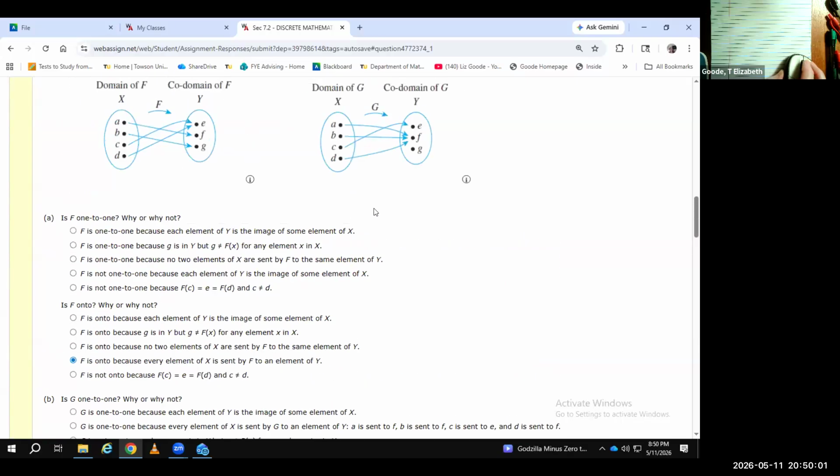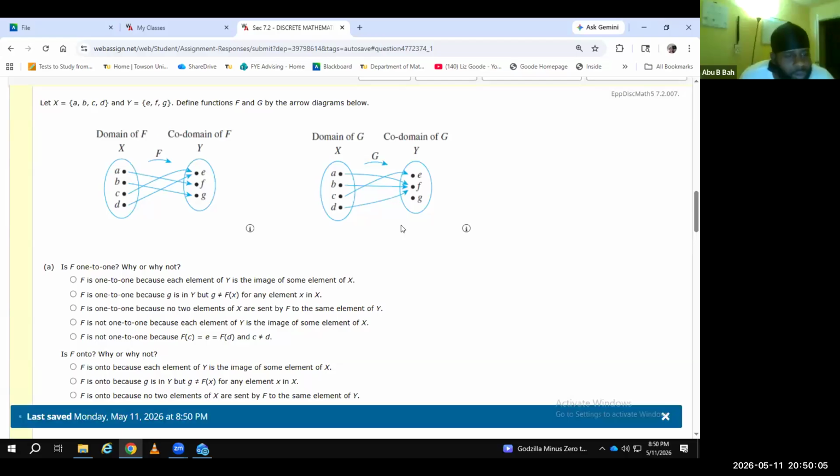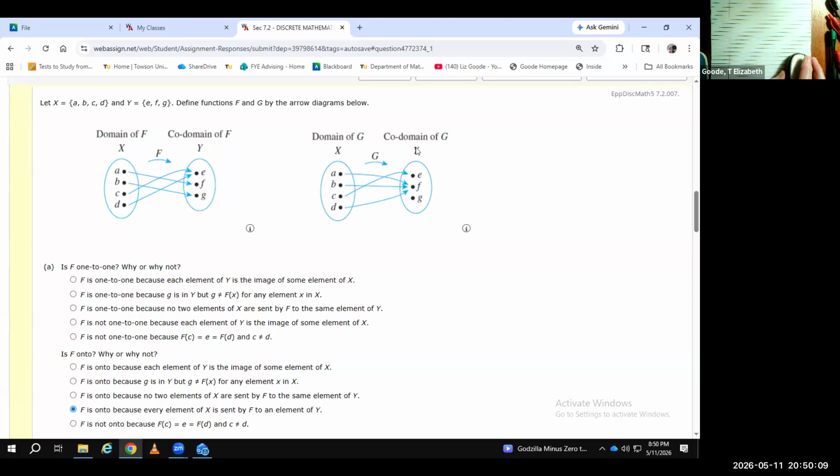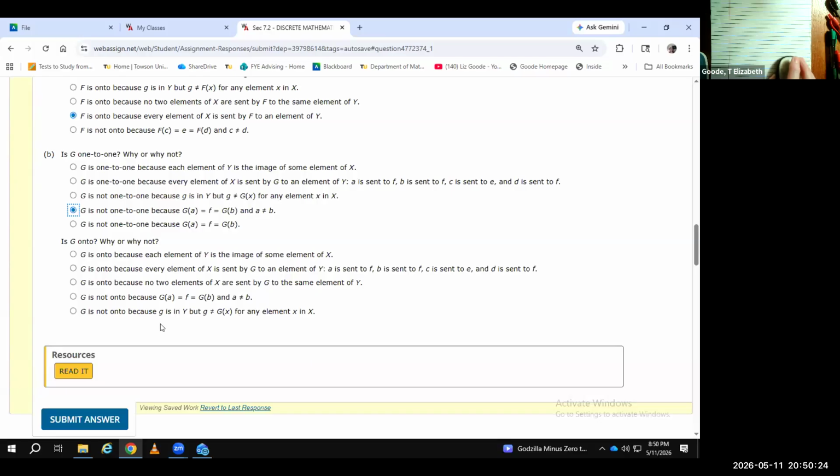Is it onto? Is G onto? Is every element of Y the image of some element back in the domain X? No. Which element of Y didn't get hit? G. Yeah. So you can figure out which of these is saying that G is not onto.